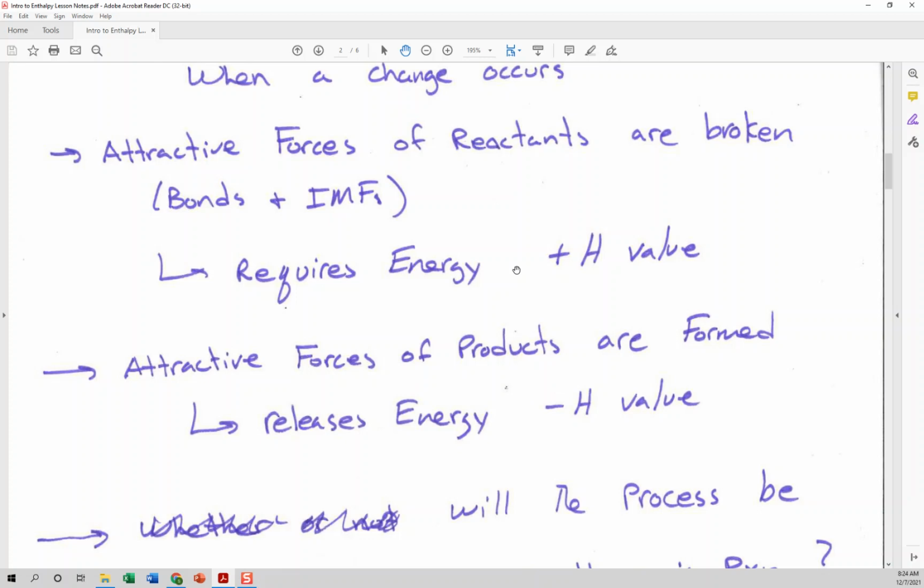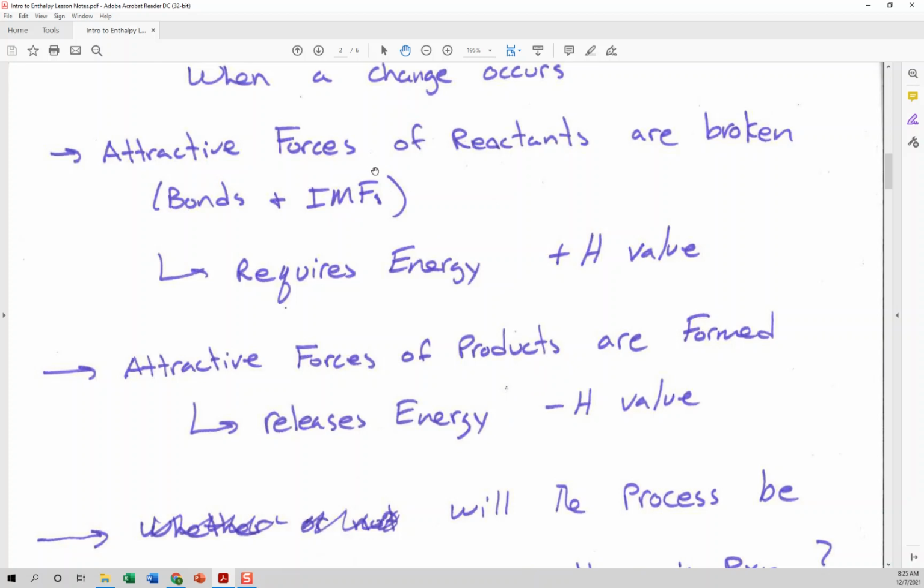So in every single change, there are some interactions being broken that requires energy, and some interactions being formed that releases energy. Whether the overall change is endothermic or exothermic really depends on these attractive forces. Let's think about this. If the attractive forces of the products are stronger than the reactants, what does that mean? It means more energy is released than required. So overall, energy will be released, and it would be exothermic.